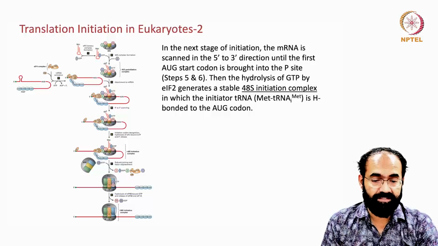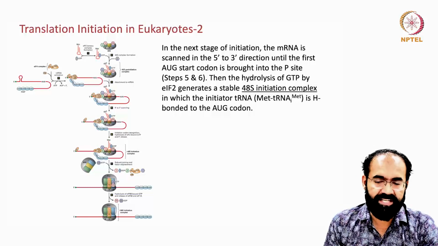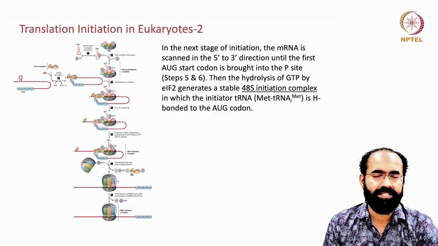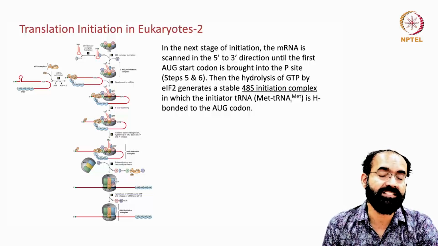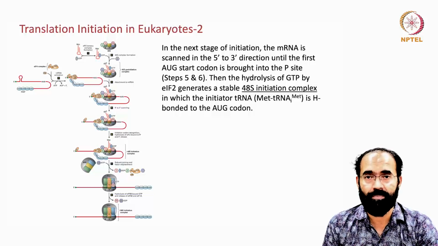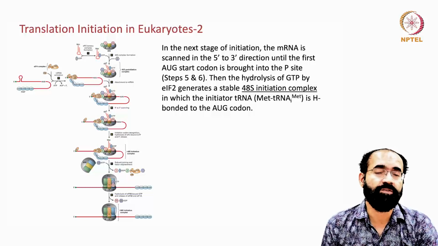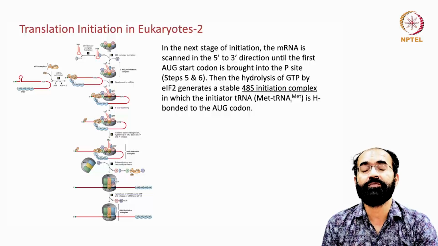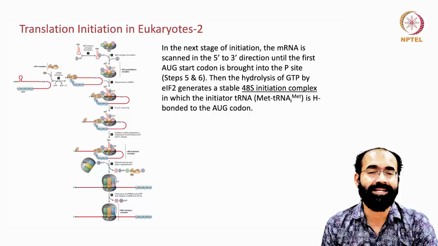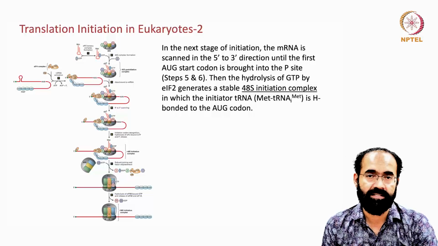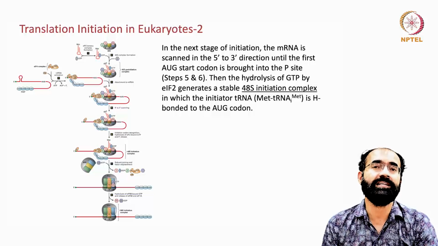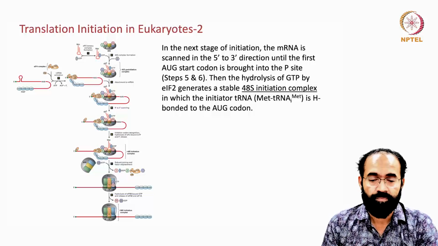What happens next? In the next stage of initiation, the mRNA is scanned in the 5' to 3' direction. Just like the synthesis of mRNA, protein synthesis also takes place in the 5' to 3' direction. Just like if I give you a book to read, you will read from left to right. You cannot read from right to left, because although you can read, it will not make any sense. So you have to read every sentence from left to right. There may be other languages which are read from right to left, but I am just telling in general, say English.